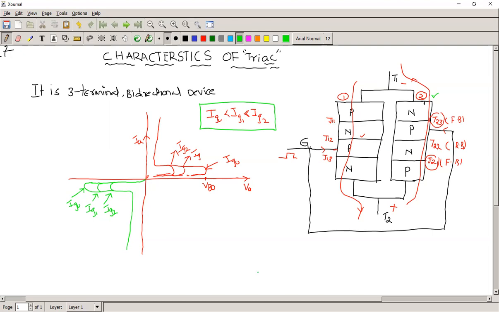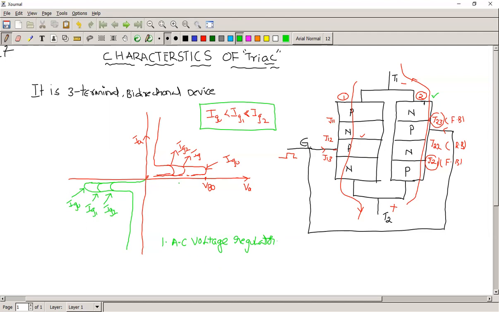Now, where are we going to use this device? Generally, we use this device in AC voltage regulators. If we want to control the AC power, there we use a triac device because it can control both the positive cycle as well as the negative cycle. Because it is a bidirectional device.